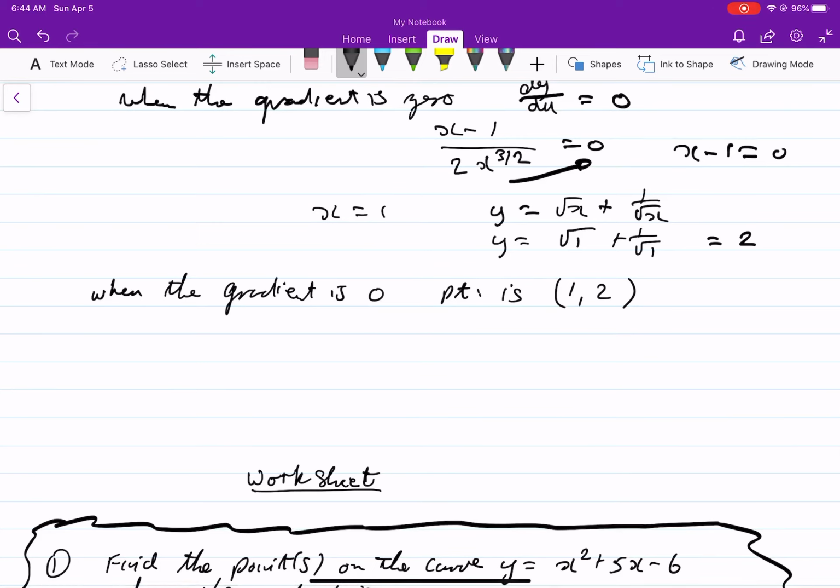So it's a pretty straightforward concept. I'll just summarize it one more time for you. If you want the point or points on a curve where the gradient has a specified value, you find the gradient function dy dx and you equate that gradient function to the specific value of gradient. Solve for x and then plug back in and solve for y. That's it. That's the concept right there.